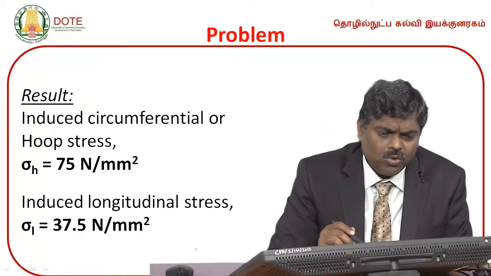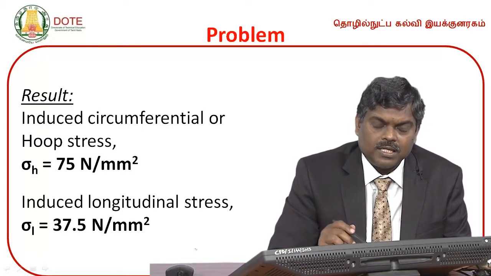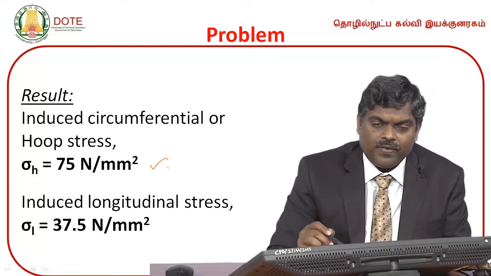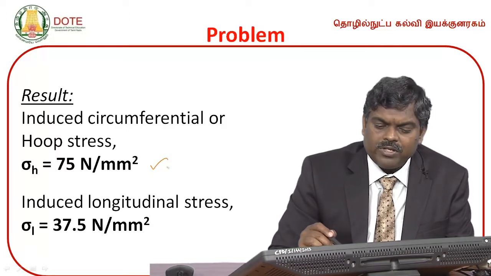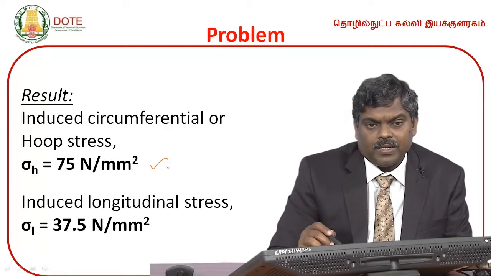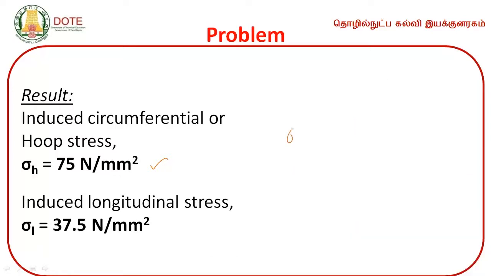We have to write down the result. Induced circumferential or hoop stress in the cylindrical shell sigma h is equal to 75 Newton per mm square, and induced longitudinal stress sigma L is equal to 37.5 Newton per mm square. So, what is the formula for hoop stress? Sigma h is equal to PD divided by 2T. And longitudinal stress? PD divided by 4T. We have to remember these two formulas. If we remember them, we can calculate easily.